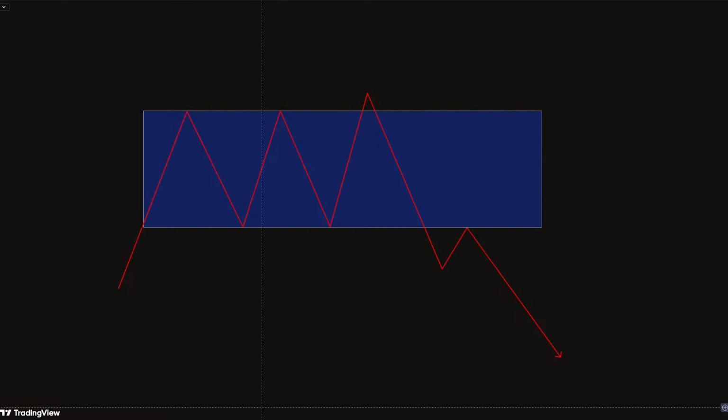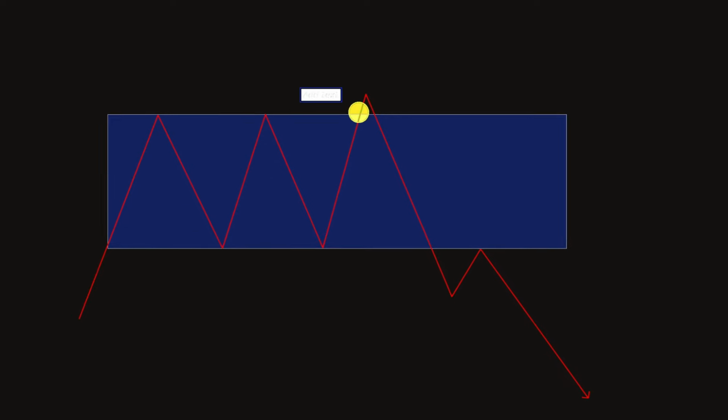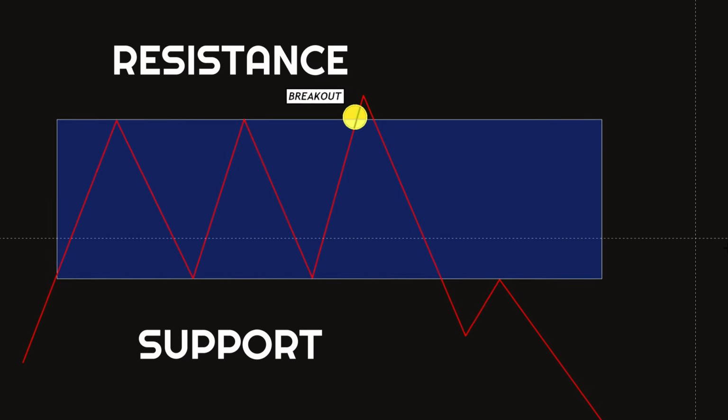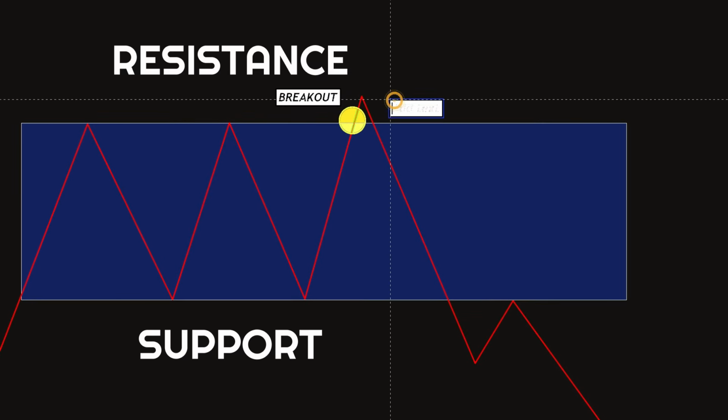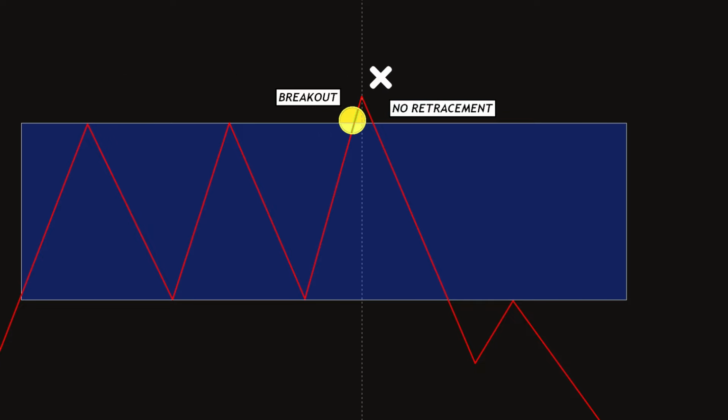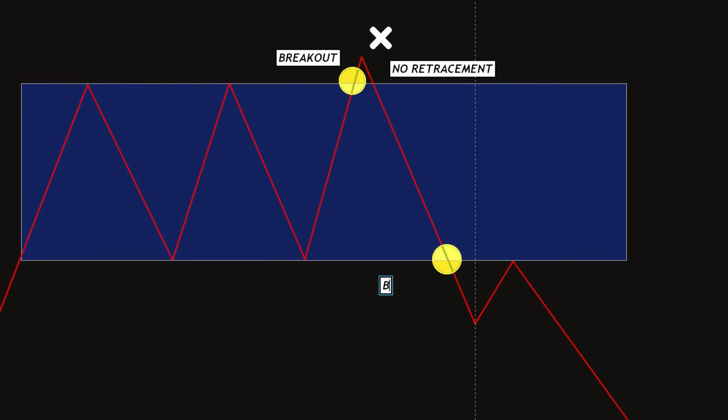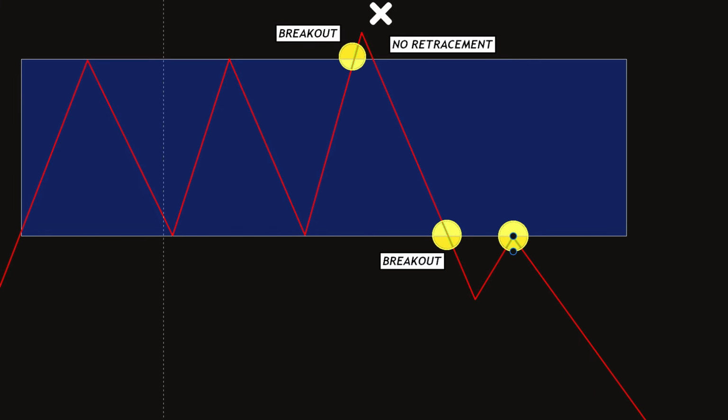In a sideways market, price keeps hitting about the same highs and lows. Sometimes it pokes above resistance or drops below support for a moment. That's the market shaking out traders and hitting stop losses. That's why we do not enter on those breakouts immediately. We wait for a retracement and a rejection candle to confirm the move.